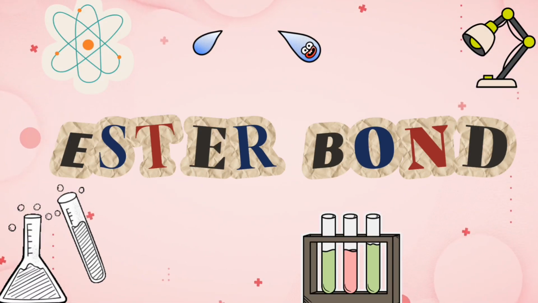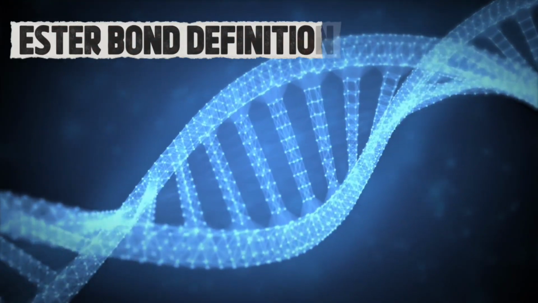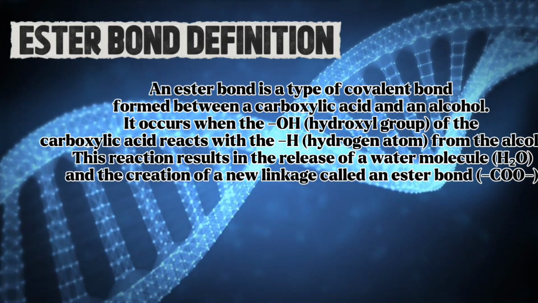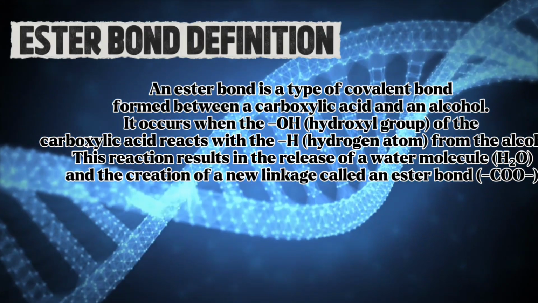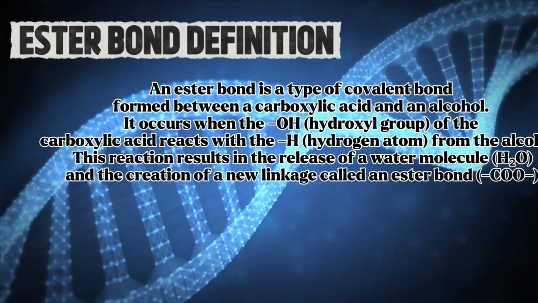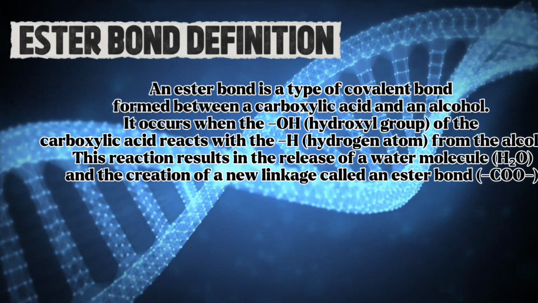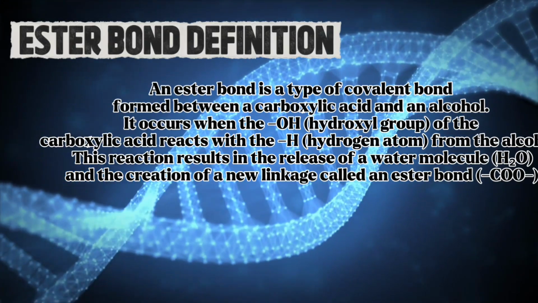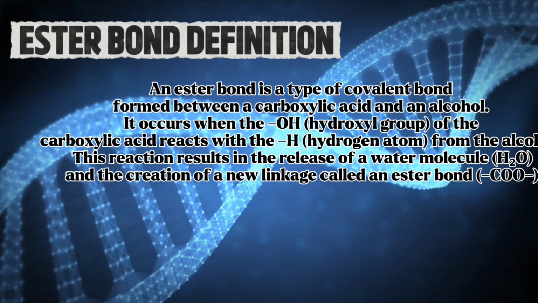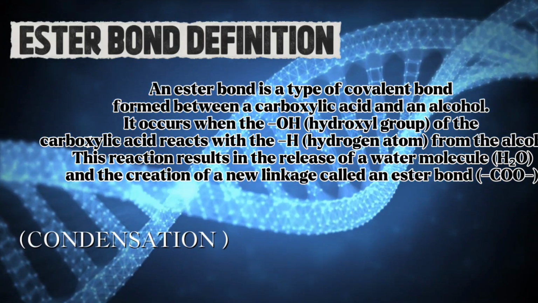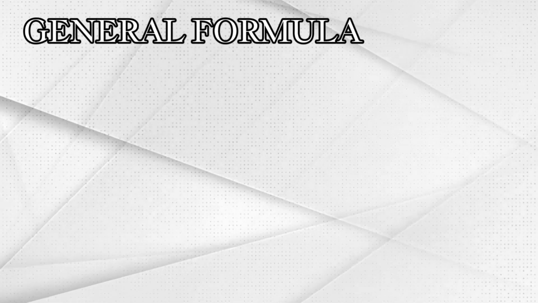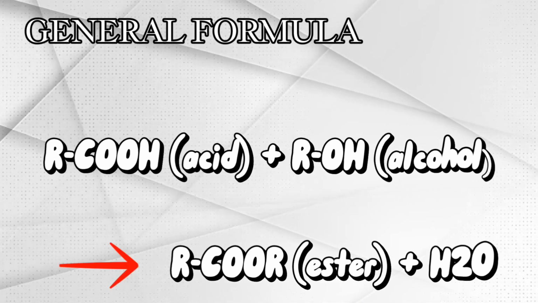So let's proceed to the ester bond. An ester bond is a type of covalent bond formed between a carboxylic acid and an alcohol. It occurs when the hydroxyl group of the carboxylic acid reacts with the hydrogen atom from the alcohol. These reactions result in the release of a water molecule and the creation of a new linkage called an ester bond. This reaction is known as condensation or dehydration synthesis reaction because water is removed during bond formation. So, this is the general formula of the ester bond.